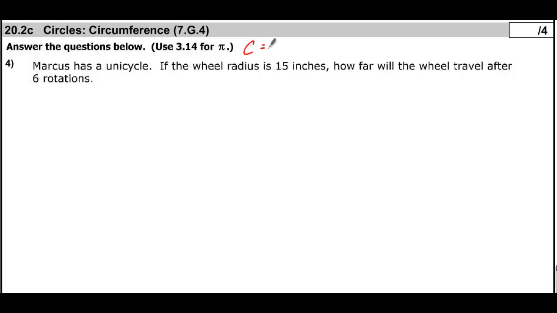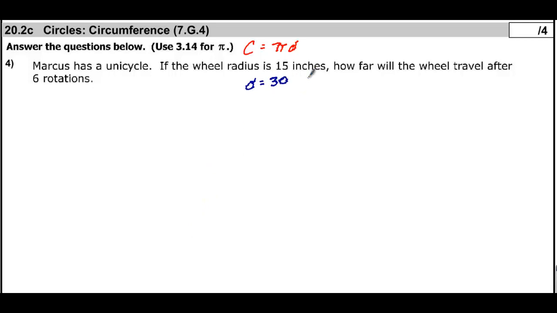All right, let's show what we know first. We know that circumference is always the formula pi times the diameter. Now, in this case, they tell us the radius of the wheel. And we know if you have the radius, the diameter is twice that amount. So in this case, the diameter is 30.